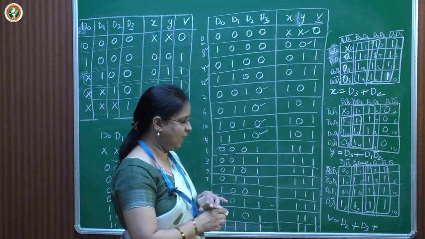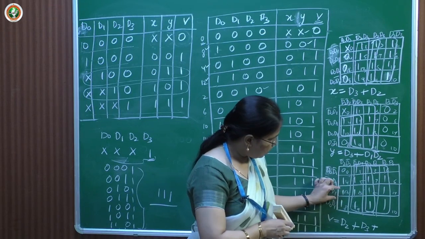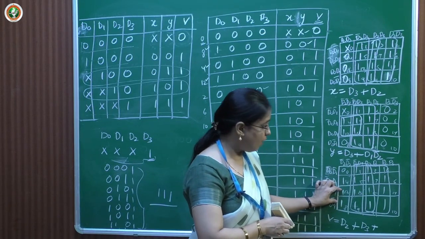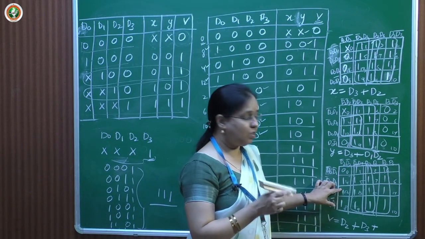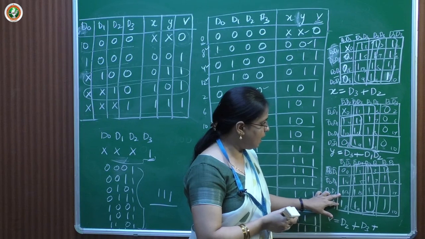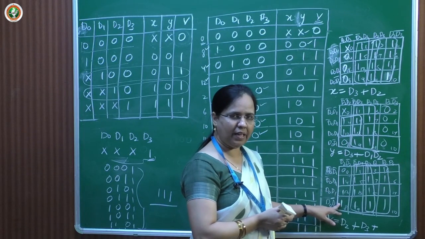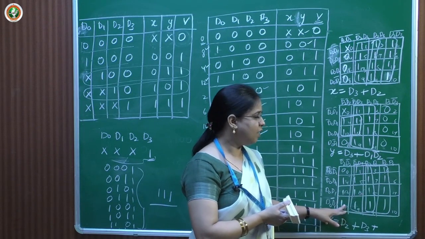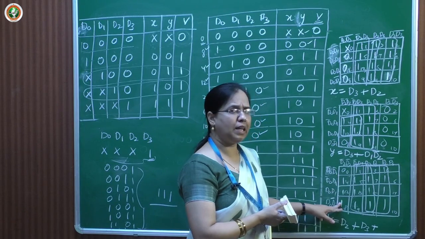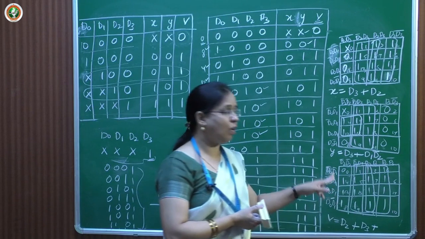Next, see here, I am left out with 3 ones. So these 2 ones, I have to include in the largest group possible. When you see this, at first sight you feel like grouping this as a pair. But if you think carefully, I can make it as an octet. Check that K map a little more carefully, that I can make it as an octet.